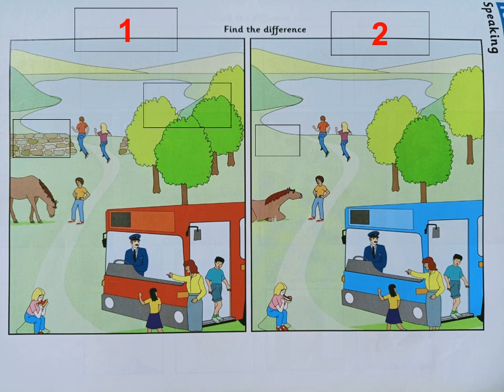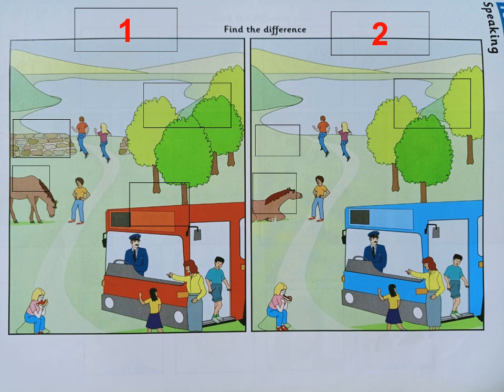In the picture number 1, there are 4 trees, but in the picture number 2, there are 3 trees. In the picture number 1, the horse is standing, but in the picture number 2, the horse is sitting down.